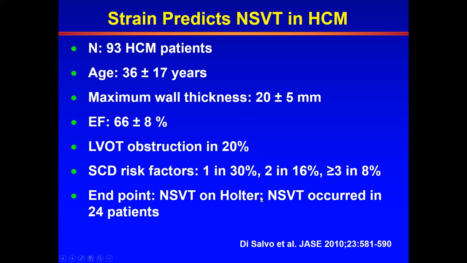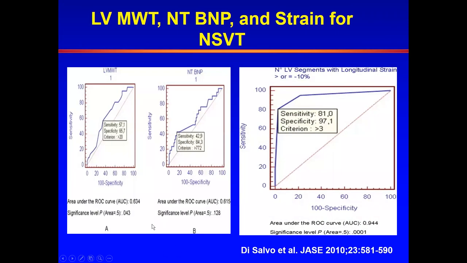As you would expect, in the absence of clinical events, you go for some surrogates of outcome. Not that non-sustained VT is a great surrogate, but that was the parameter chosen in this study, and it occurred in 24 patients. In comparison to other parameters like maximum wall thickness and NT-proBNP, the number of segments with impaired longitudinal strain was associated much better with the non-sustained ventricular tachycardia episodes. We can talk more about strain if there is time later on. We routinely report it in this lab.